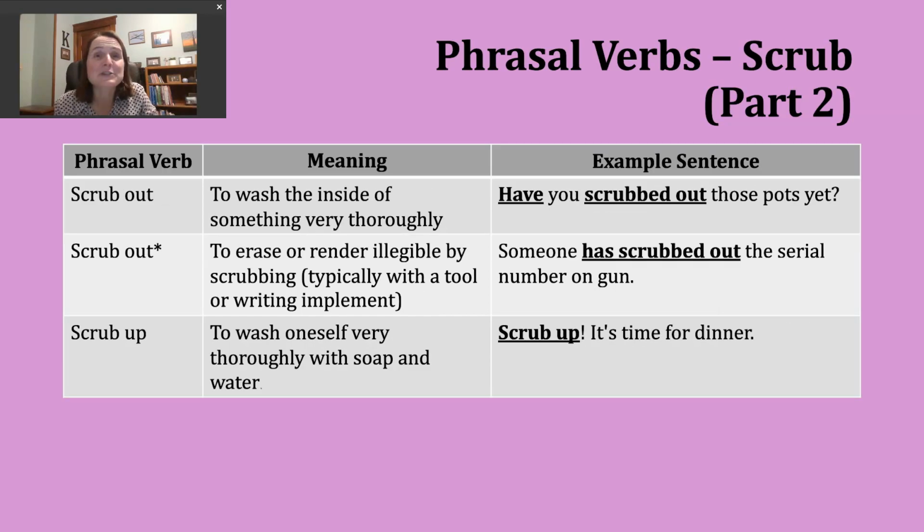The next one is to scrub out. This can have a couple different meanings. One would be to wash the inside of something very thoroughly. An example of this might be, have you scrubbed out those pots yet? Right? Here's an example of the present perfect. We're wanting to know if an action has already been completed.